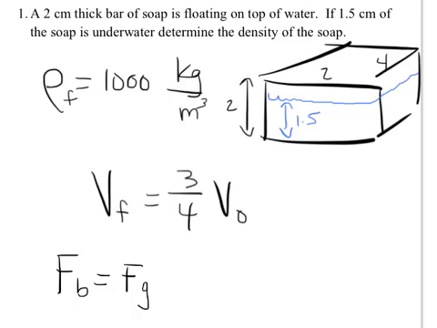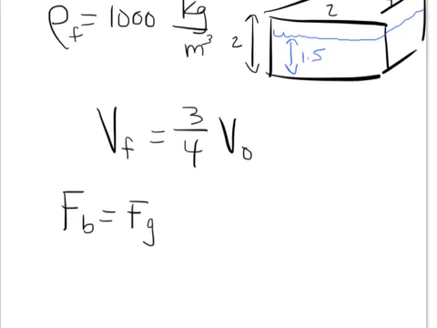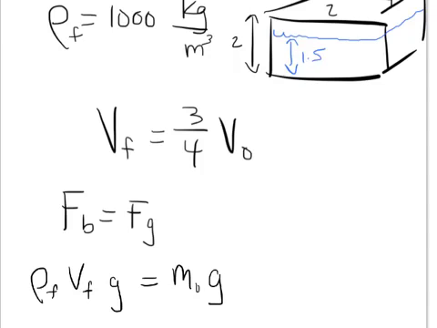And we have formulas for both of these. Let's write them down. Formula for buoyant force, rho F, VF, G. We know VF in a sense, because we have VF equals 3/4 VO. We know rho F, we know G. What's the force of gravity always? M O G, M O for mass of the object. Okay, but we don't know the mass of the object.